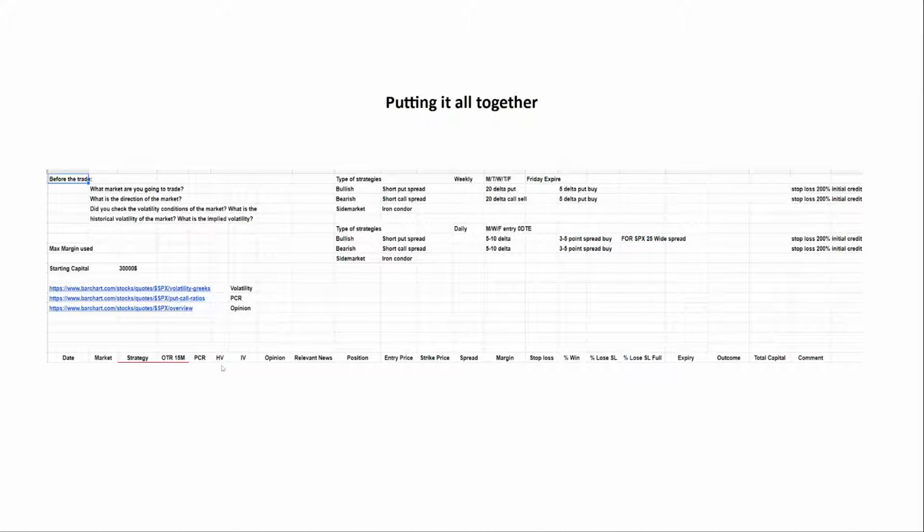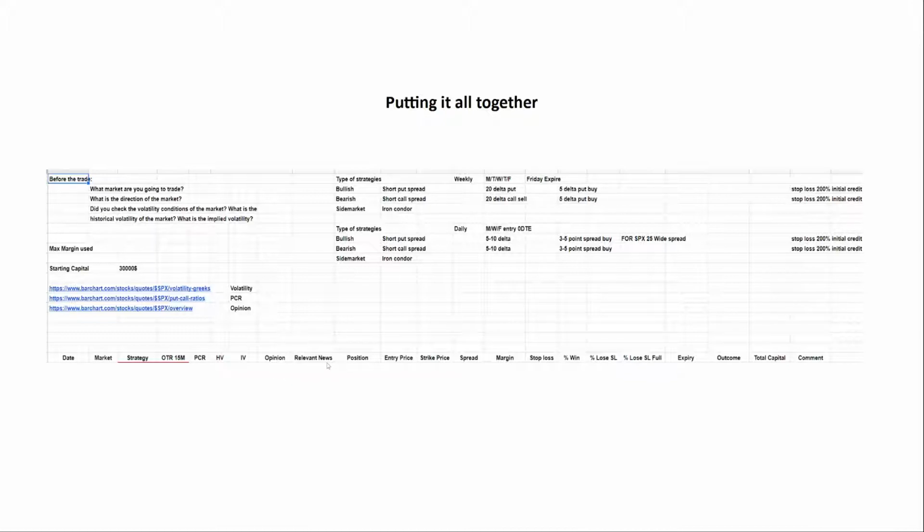The put to call ratio is positive, so it's 2 point something. The historical volatility, for example, is 10, and the implied volatility right now is 15, telling us that it's a good moment for a premium. The opinion and the sentiment at the same time, we can think about the sentiment or the fear and greed index as well. We can take a look into this one.